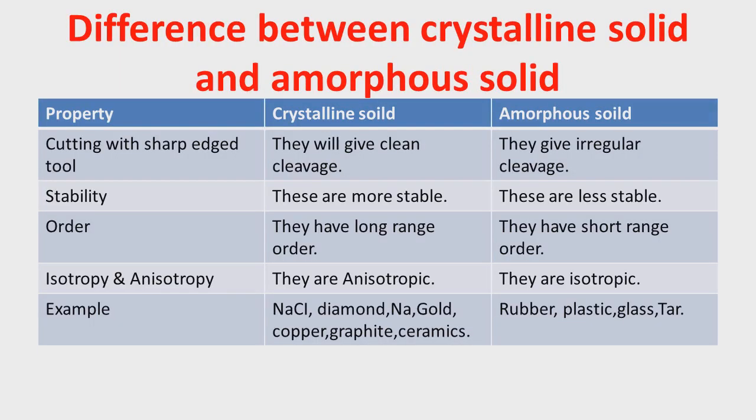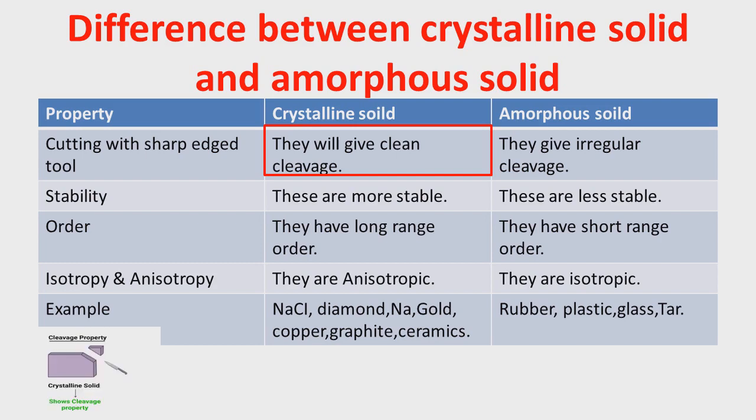Crystalline solids, on cutting with a sharp edge tool, will give a clean cleavage. It means that they will break into two pieces but with a plain surface. Now you can see in this image, crystalline solid shows the cleavage property. It means that they will give a clean cut after cutting with a sharp edge tool.